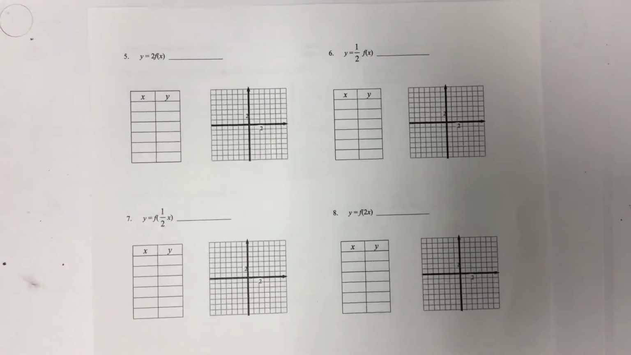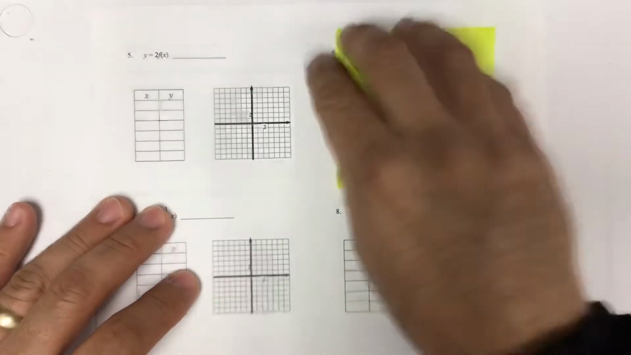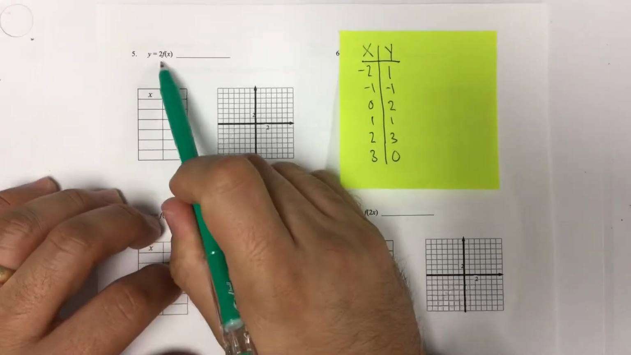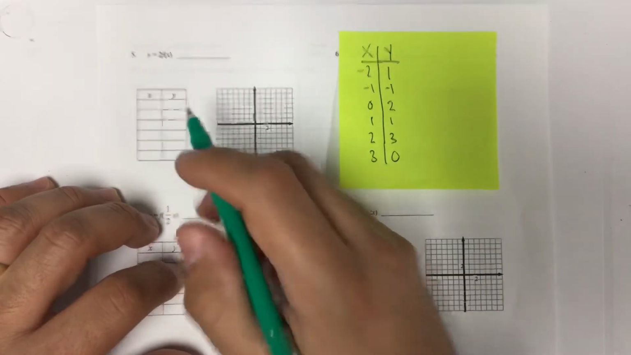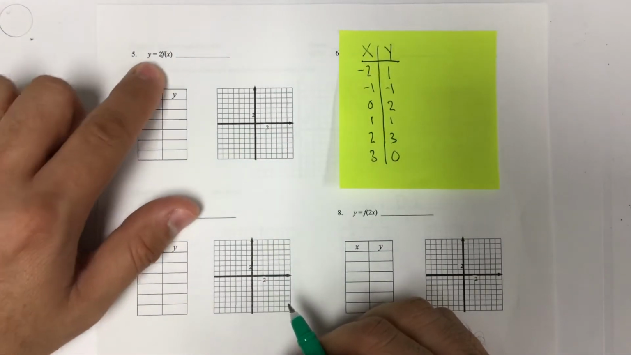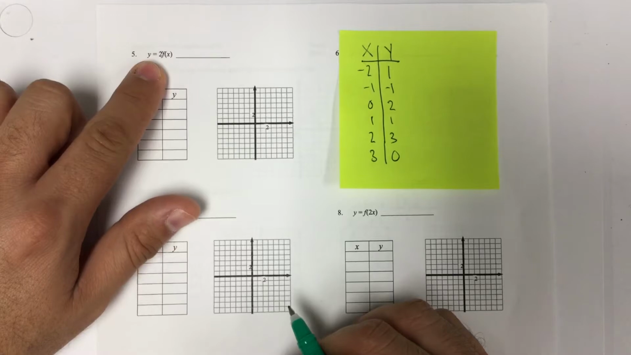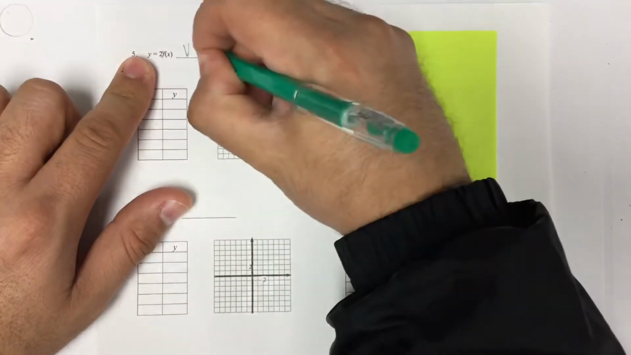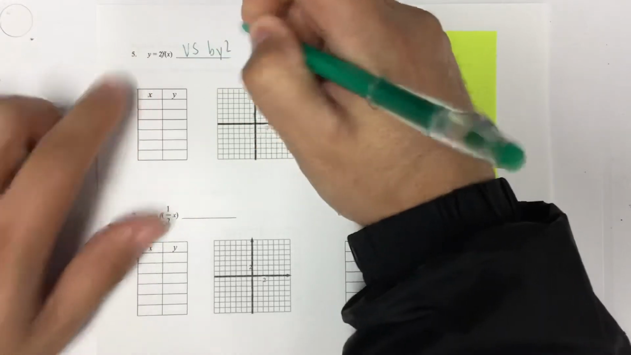All right, on to number 5 here. So number 5, now we have a number that is in the front being multiplied to f of x, okay? So it's 2 times f of x. So if you recall from the notes, this is an a value. The a value is greater than 1, so that is going to be a vertical stretch. And that vertical stretch is going to be by 2.